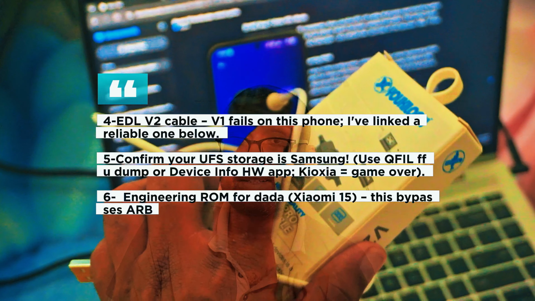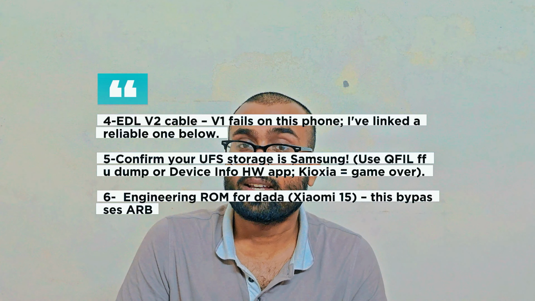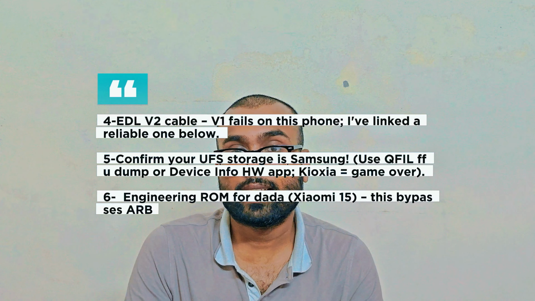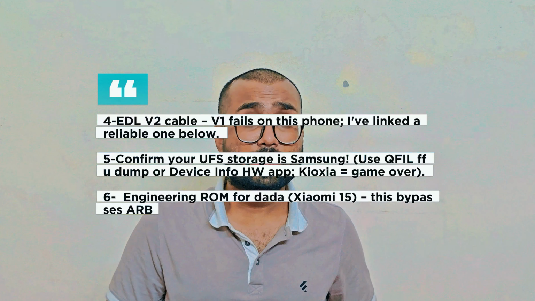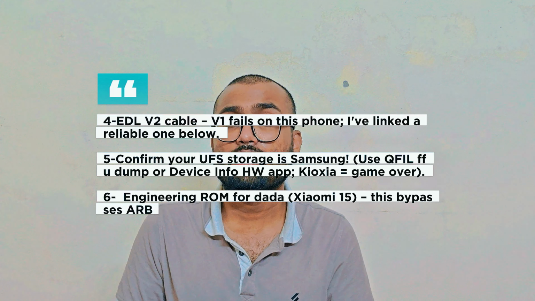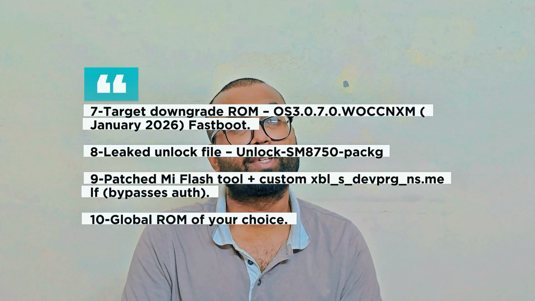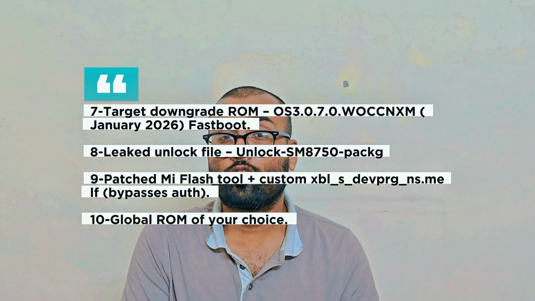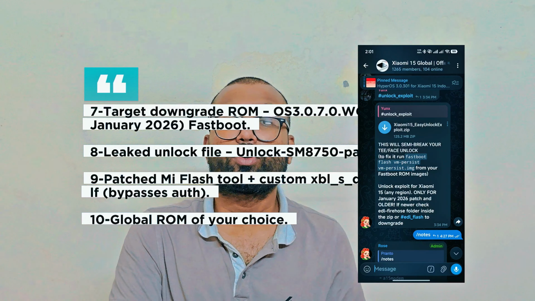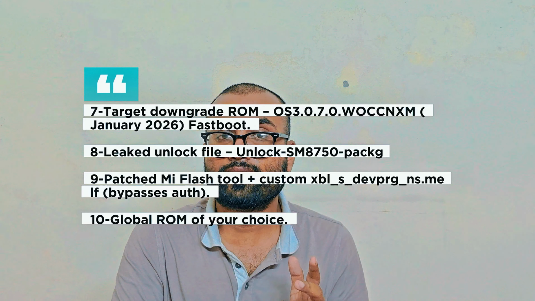Now, the crucial part is you have to make sure that your device's UFS storage is Samsung based. If it's not, then you should avoid this whole video. Now, you have to download some big files. First, the engineering package of the Xiaomi 15 device. Second, the Chinese ROM that you are using right now in your phone, that's the fastboot file. Third, the global ROM that you want to shift to. For downgrading, I suggest you download the HyperOS 3 ROM with the January security patch.